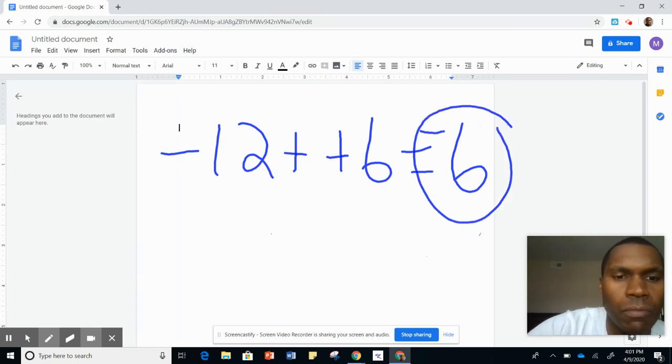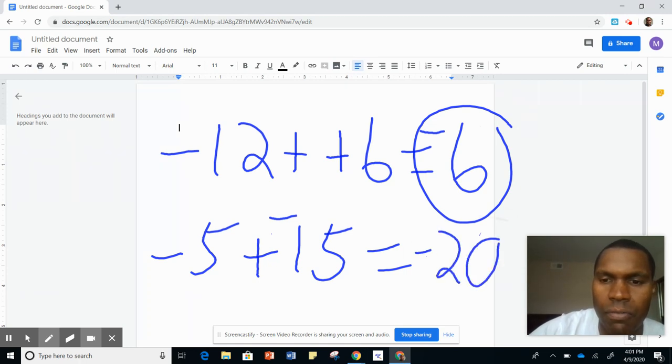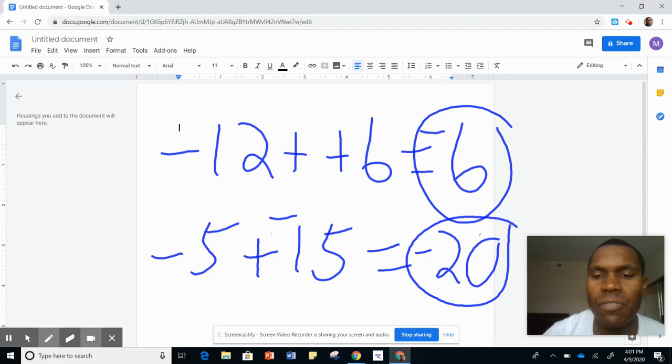And then let's do one more. Let's say you have negative 5 minus 15. So you have a minus that follows an integer, so you change it to addition. There's a positive 15, so you have to change it to the opposite, which is going to be a negative 15. Now you have negative 5 plus negative 15 gives us a negative 20. All you do is you add the numbers and keep the sign because they're both negative.